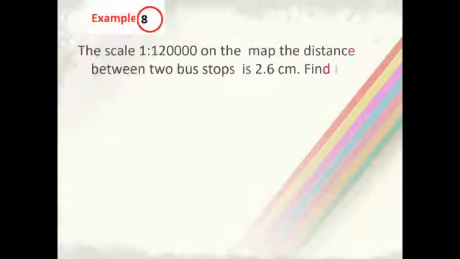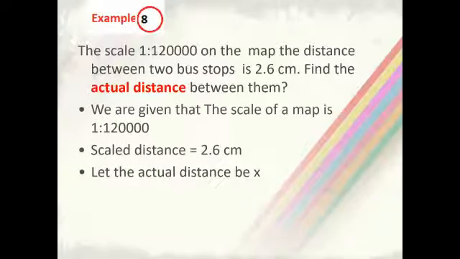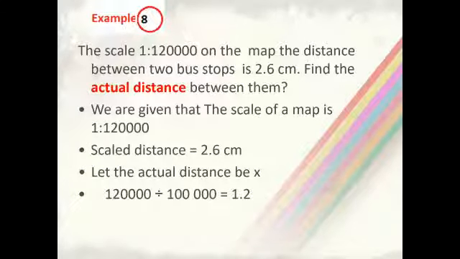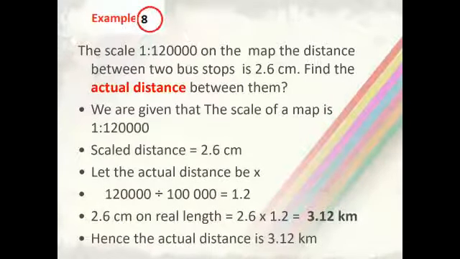Okay. So example 8. The scale is 1:120,000. The distance between two bus stops is 2.6 centimeter on the map. Find the actual distance. Okay, change the units, and how can we find the actual distance? We have to multiply. So map distance multiplied by scale factor. Map distance is here 2.6. Scale factor is 1.2. So 3.12 kilometer. That is the actual distance. The two bus stops are actually 3.12 kilometer apart.